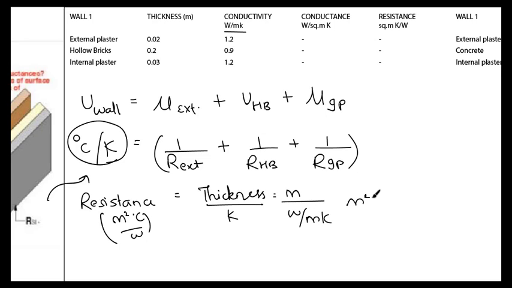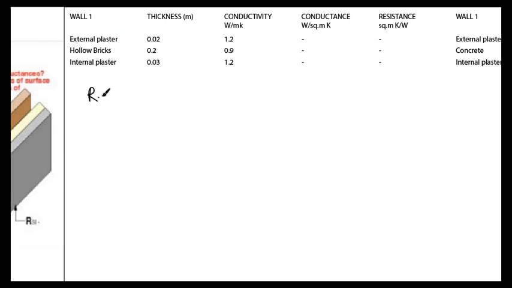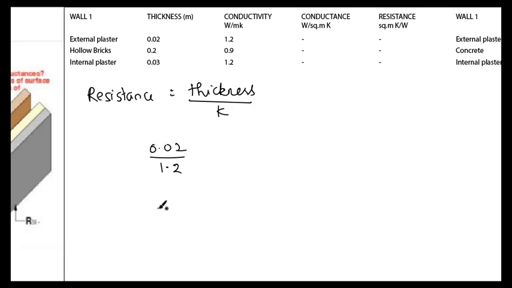So this becomes meter square Kelvin divided by watt. Okay, so this is the formula: resistance is equal to thickness divided by conductivity. So solving for the external plaster, what we'll get as resistance is thickness 0.02 divided by 1.2. Similarly for hollow bricks it will be 0.2 divided by 0.9, and for internal plaster it's 0.03 divided by 1.2.